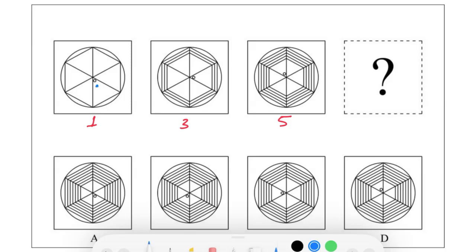So the dot was here. From here it moved here. So how many positions? It moved 1 position. From here it moved here. So how many positions? 2. So up next it will move 3 positions. So 1, 2 and 3. It will come somewhere here. In which option can you find the dot here? You can find it in option A.